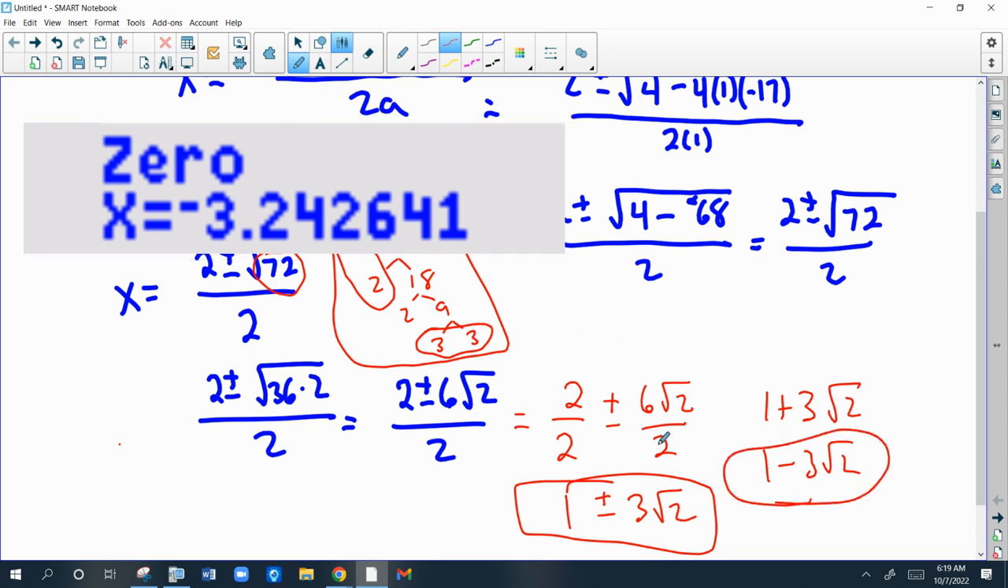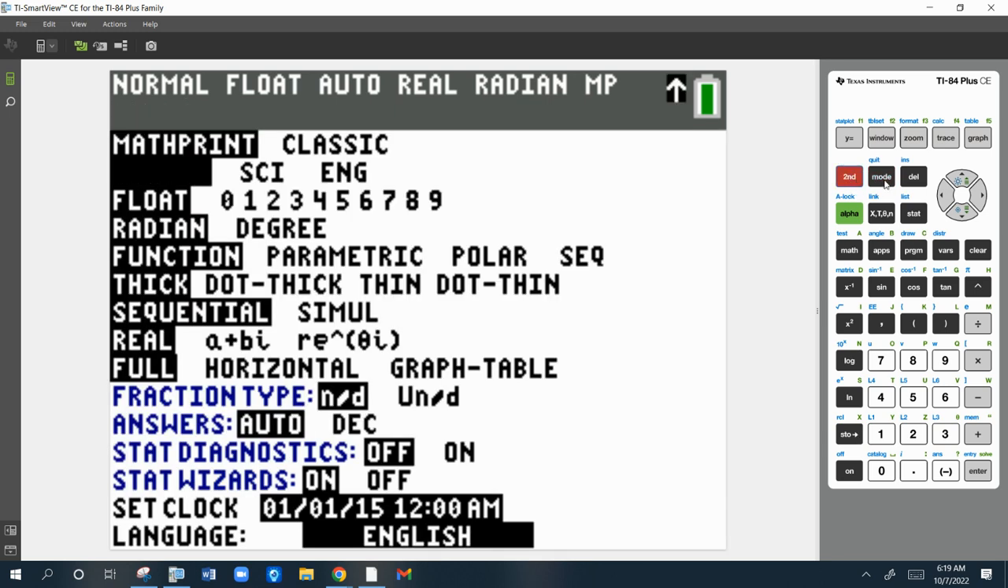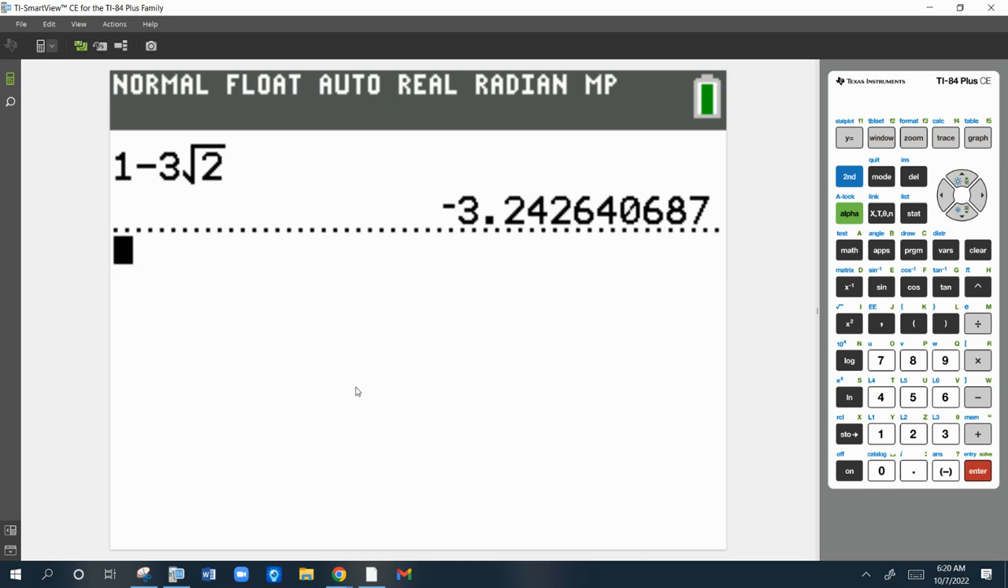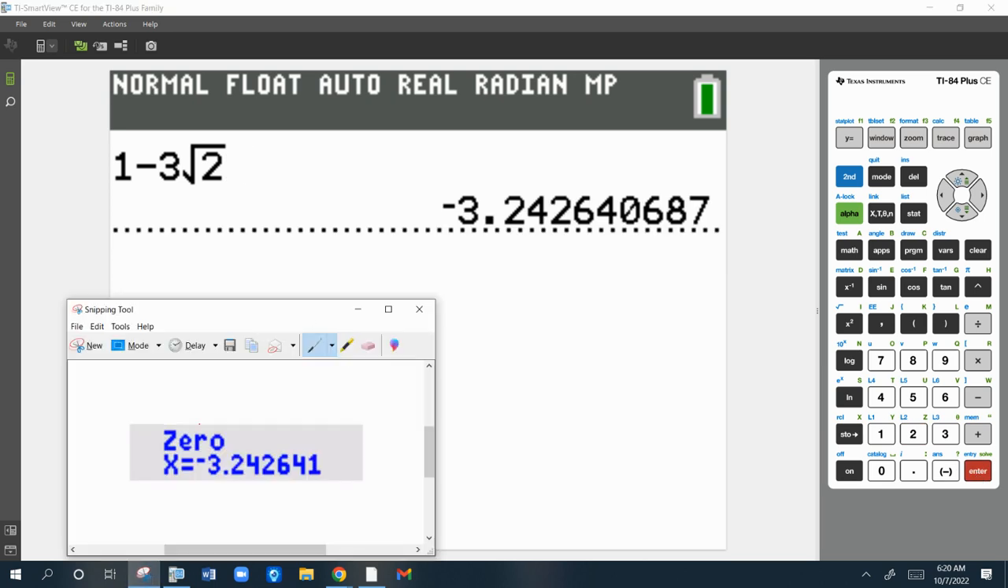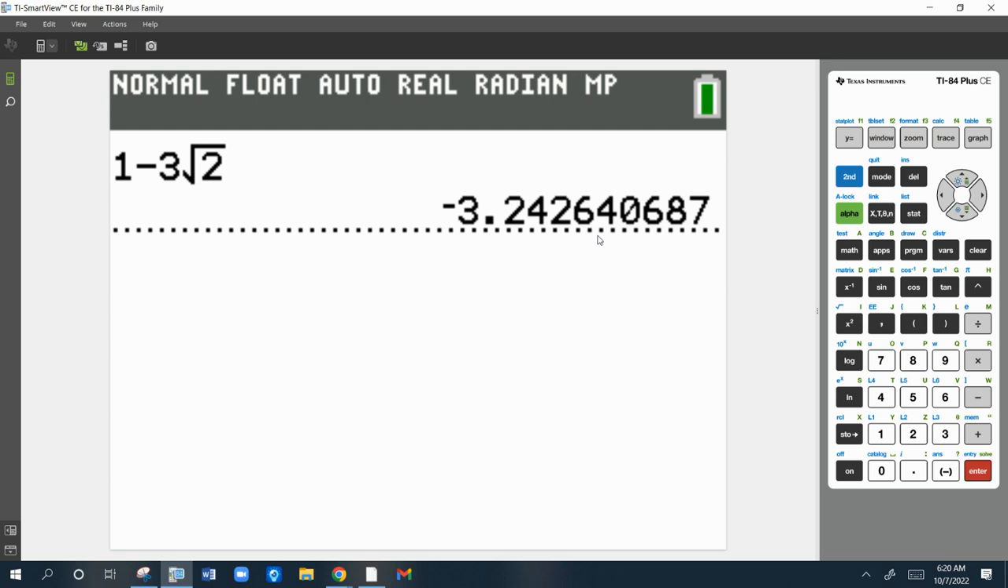So on my calculator, I'm going to calculate 1 minus 3 root 2. So quit out of here. 1 minus 3 root 2. And there you go. That should be the answer we got earlier on. And you can see it was. You can see there is a little discrepancy here. Is there? No, there isn't. This has just more decimal places. So that's it.